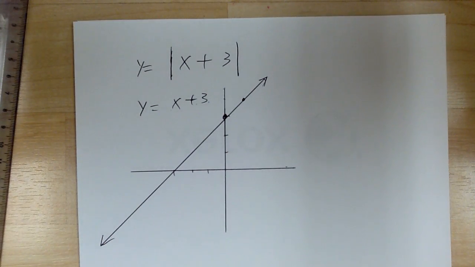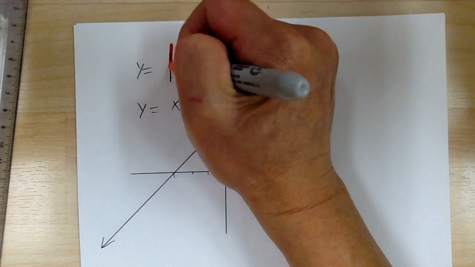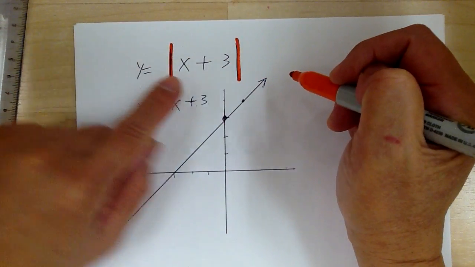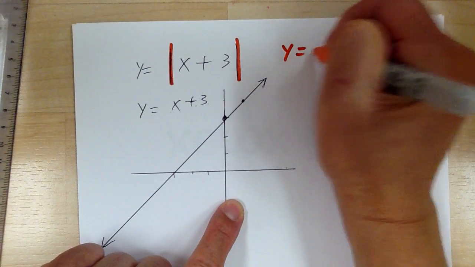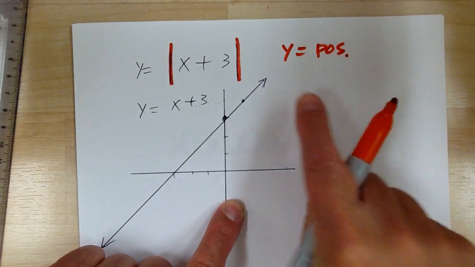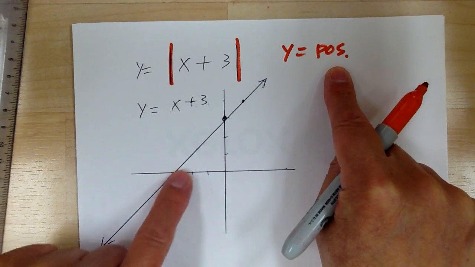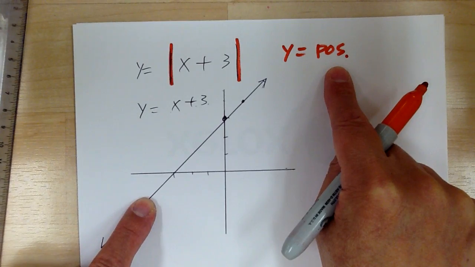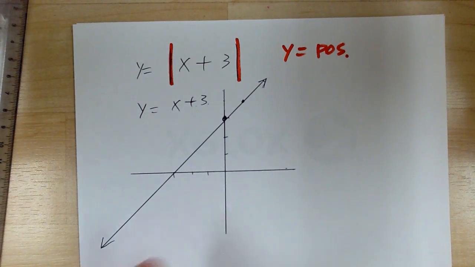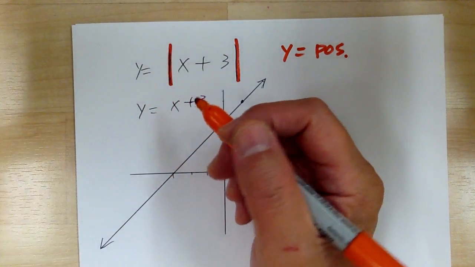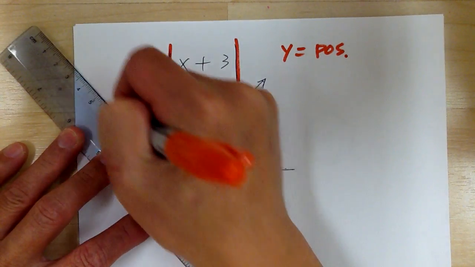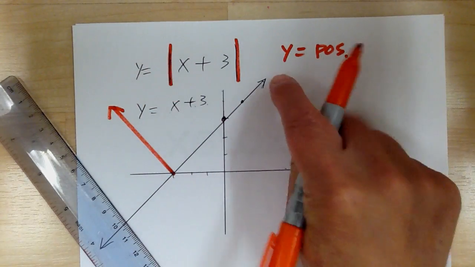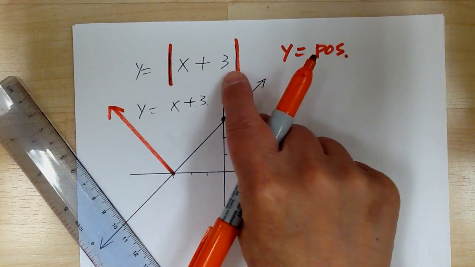Now let's take care of the absolute value. See, when you have absolute value, that means positive, right? So this means y equal to a positive number. Okay, so y cannot be a negative number. So notice when you get down here, y becomes negative. So what the absolute value will do is flip it over. So instead of going down, this will get flipped up. So your graph will look like this. So that's what absolute value will do.